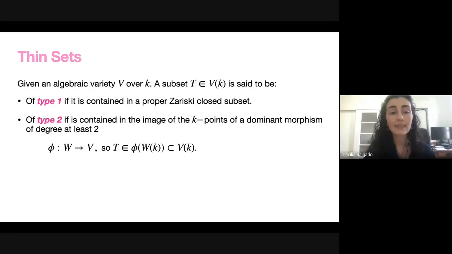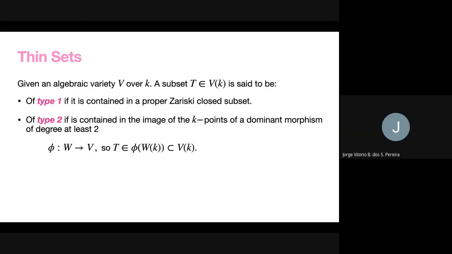Cecilia, sorry, one question. For type 2, do you ask the variety to have the same dimension? Yes. I said it, but I didn't write it. Sorry, Vittorio. Yes. Okay.